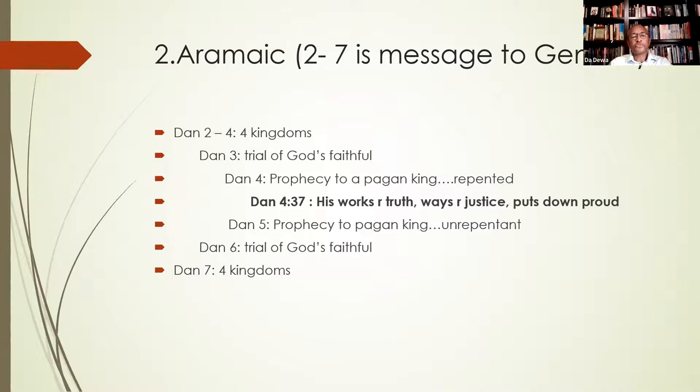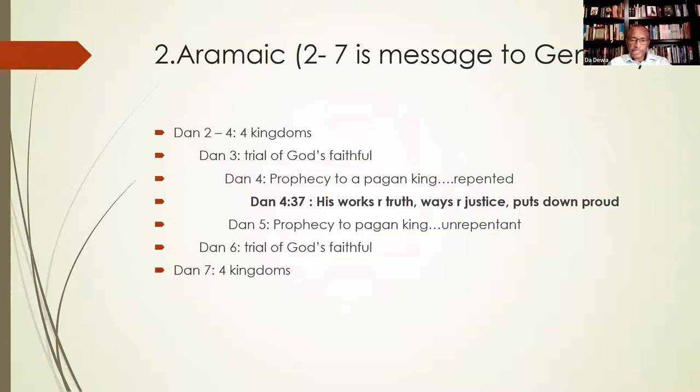also as a chiasm. So from chapter 2 to chapter 4, it's the kingdoms: Babylon, Medo-Persia, Greece, Rome. So that's what you find in those chapters. Daniel chapter 3 is the trial that the three Hebrew boys went through when they were cast into the fiery furnace and they proved to be faithful. Daniel chapter 4 is about a pagan king, Nebuchadnezzar, who repented. Daniel chapter 5 is about a pagan king, Belshazzar, who was unrepentant.